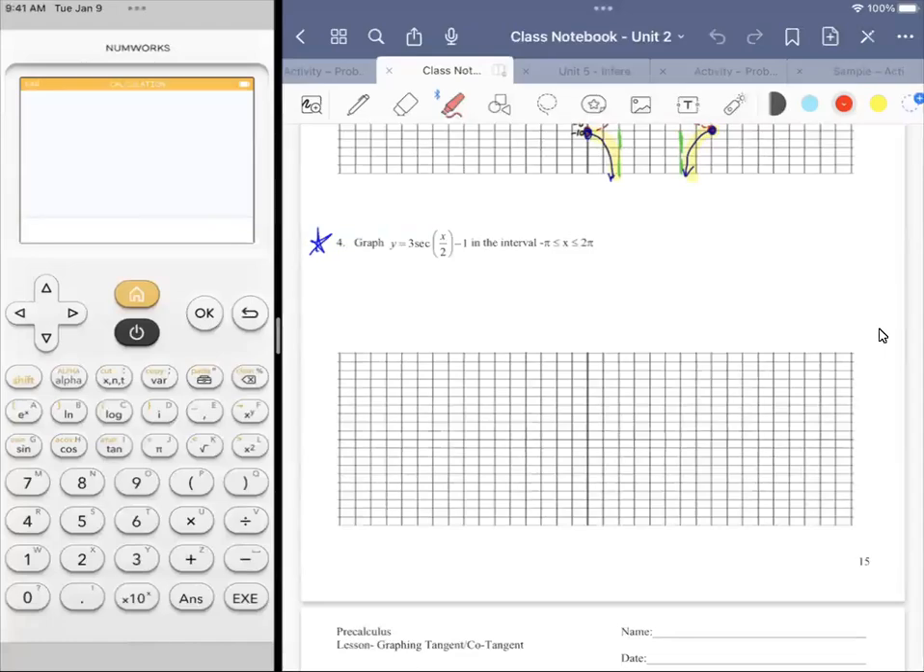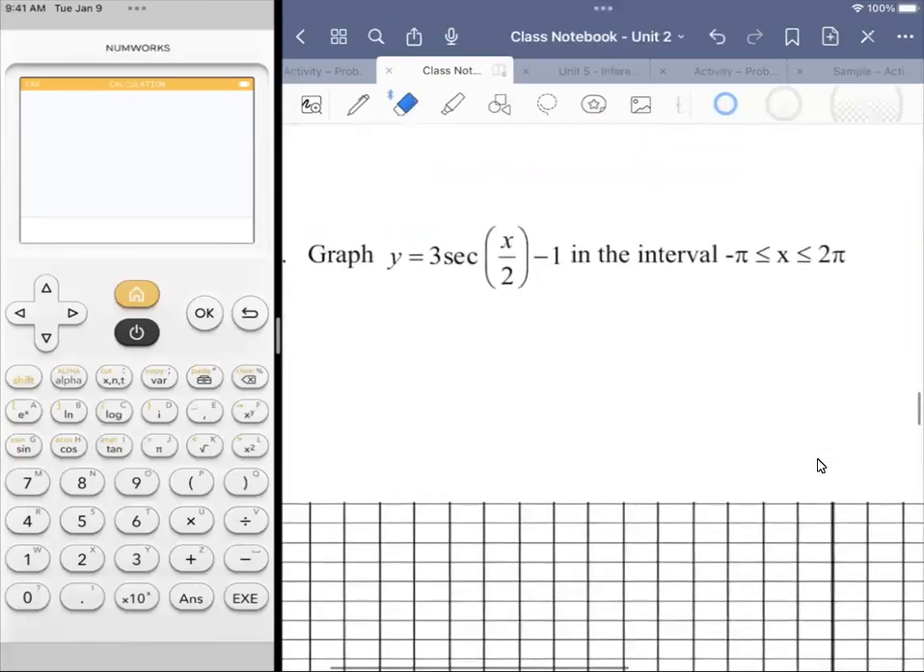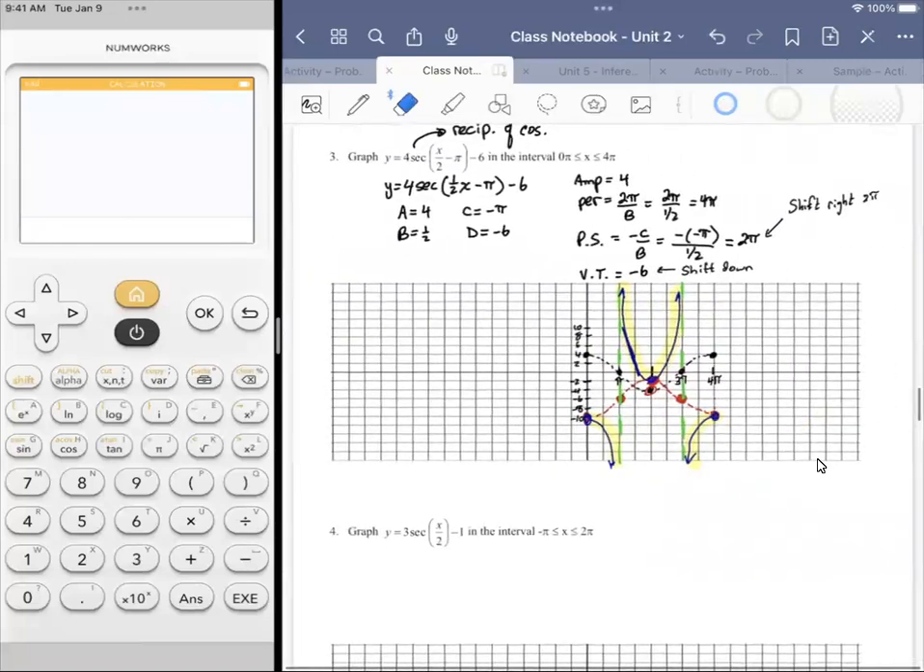All right, so for number 4 here, we're looking at 3 secant x over 2 minus 1. All right, so we can handle this. I mean, we've been doing it all by hand. That's just something to keep in mind in terms of the fact that we do it by hand, but you also have a calculator at your disposal.